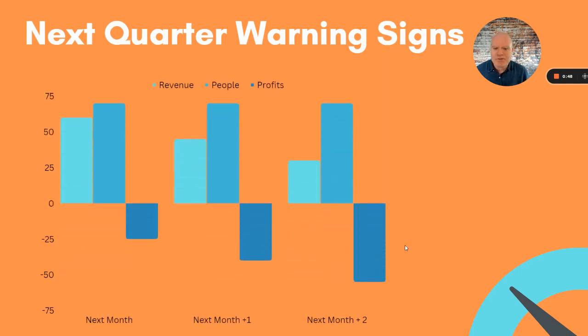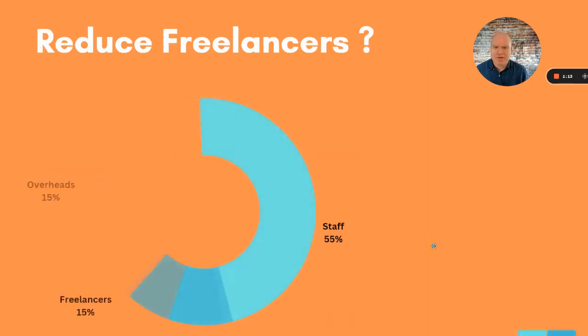Revenue, people, profits. It looks like our revenue is not enough to cover our people costs, and our losses are going to mount up. This is, if you've got the right processes in place to measure the revenue forecast for the next 3 months, then we'll get early warning signs that things aren't as they should be. What do we do? So we've got a number of things.